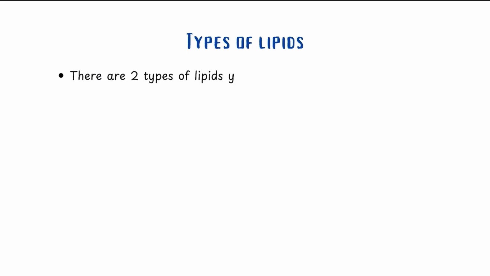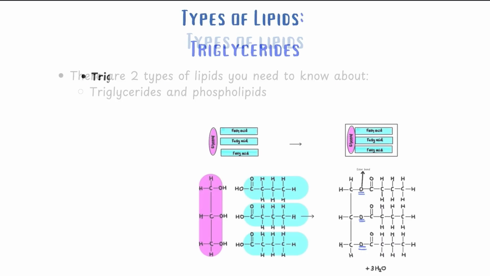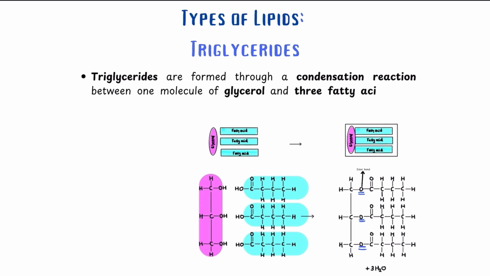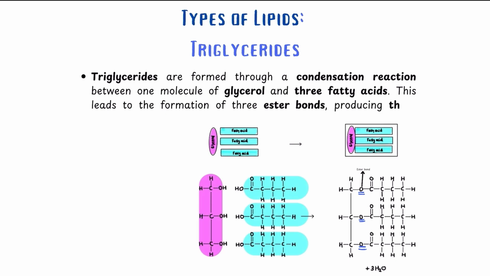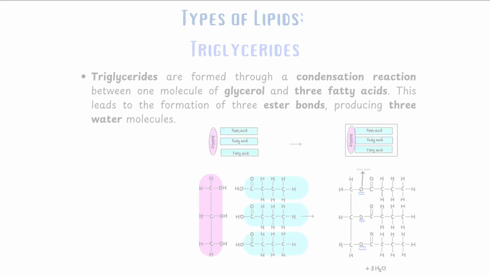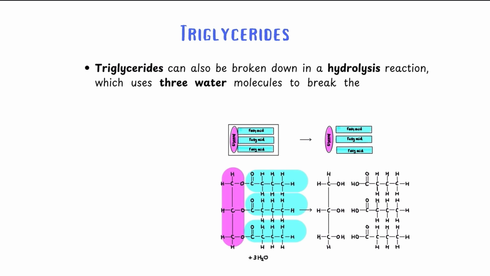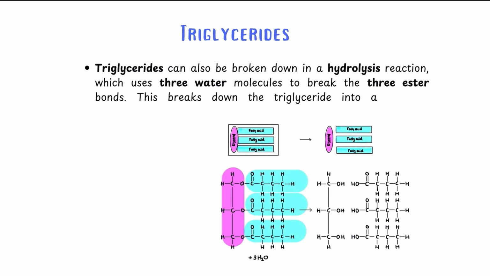There are two types of lipids you need to know about: triglycerides and phospholipids. Triglycerides are formed through a condensation reaction between one molecule of glycerol and 3 fatty acids. This leads to the formation of 3 ester bonds, producing 3 water molecules. Triglycerides can also be broken down in a hydrolysis reaction, which uses 3 water molecules to break the 3 ester bonds. This breaks down the triglyceride into a glycerol molecule and 3 fatty acids.